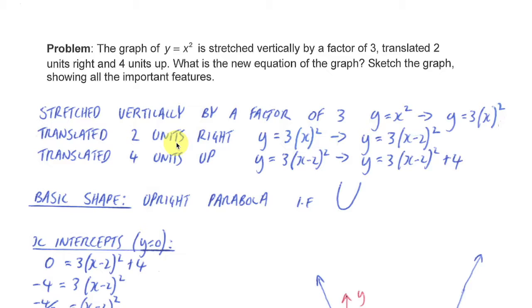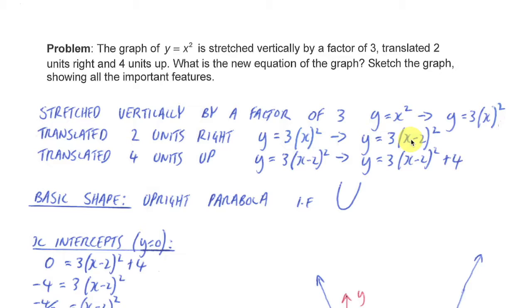We then translated 2 units right. So the y equals 3 lots of x squared is going to become y equals 3 lots of the bracket x minus 2 squared. Remember, we do the opposite. So here that's a move in the positive direction. So inside the bracket here I've got minus 2. Remember, think of it the other way.